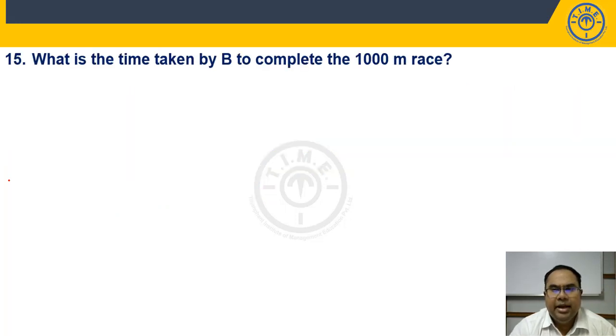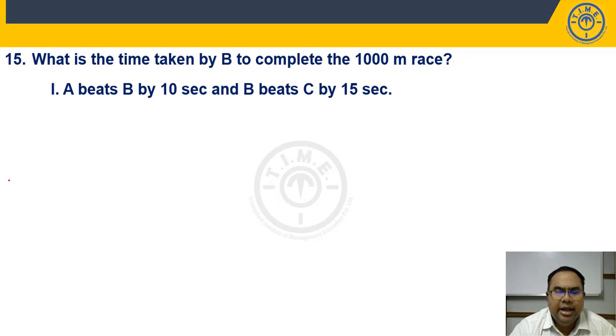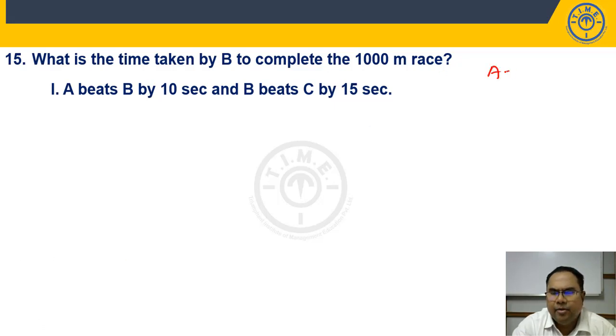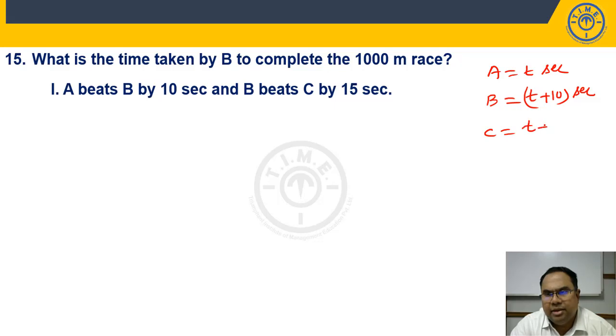What is the time taken by B to complete the 1000-meter race? A beats B by 10 seconds, B beats C by 15 seconds. Let's say A takes T seconds. A beats B by 10 seconds means B takes 10 seconds extra, T plus 10. B beats C by 15 seconds, so C takes 15 seconds more than B, T plus 25 seconds.